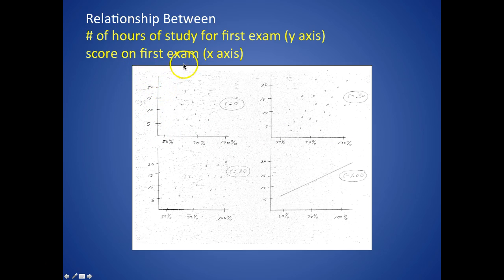And the score on the first exam is percentage correct. Now, in this first one, the correlation here is 0. So the higher the number of hours you study, it didn't correlate with performance, which is typically not the case. Here you get a correlation of 0.30, and you can see that in general, the trend is the more you study, the higher you score.